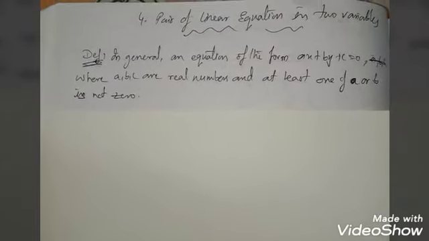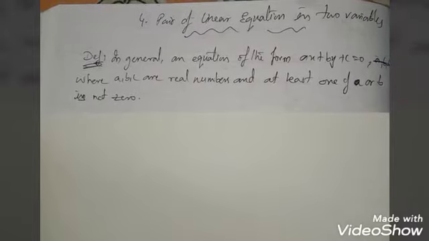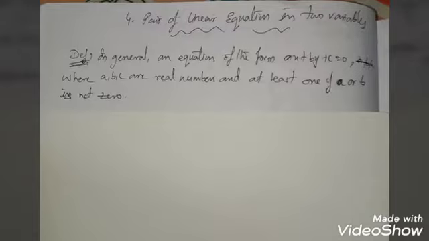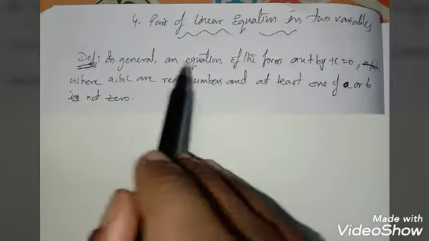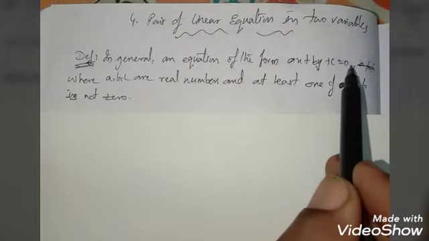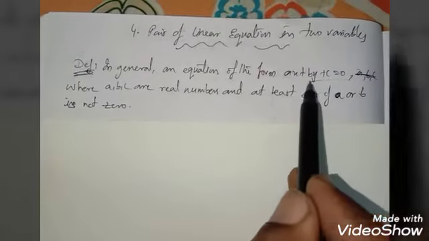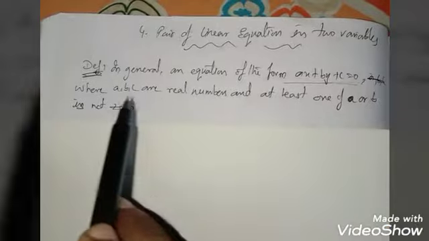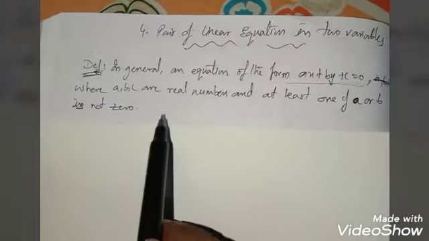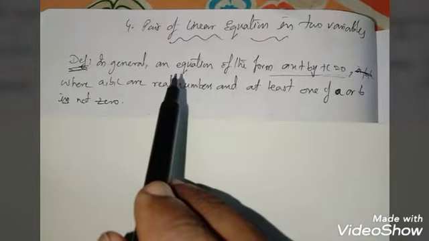So students, today we are going to learn the fourth chapter, pair of linear equations in two variables. The definition of a linear equation is, in general, an equation of the form ax + by + c = 0, where a, b, c are real numbers and at least one of a or b is not 0. This is called a linear equation.